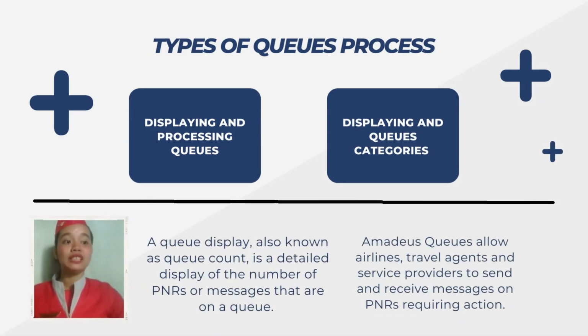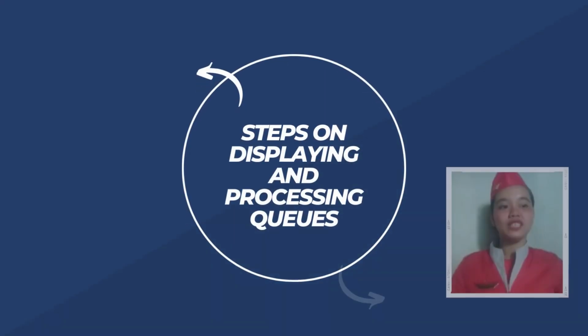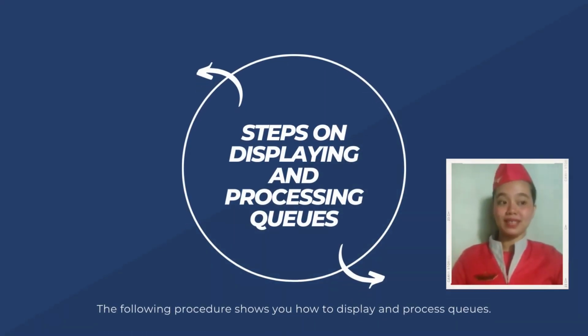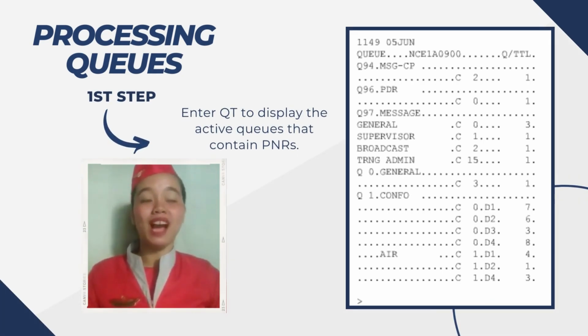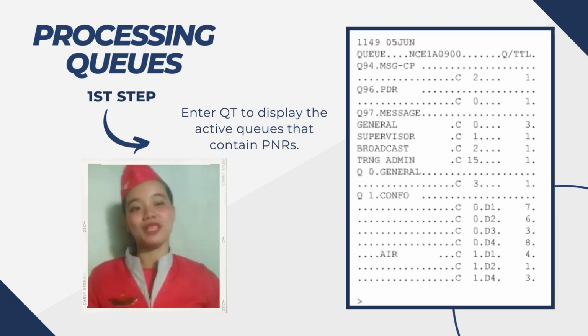Moving on, there is two types of queues process we will be discussing today. The displaying and processing queues and displaying and queues categories. First is the steps on displaying and processing queues. First, enter QT to display the active queues that contains PNRs. And here is the system response.